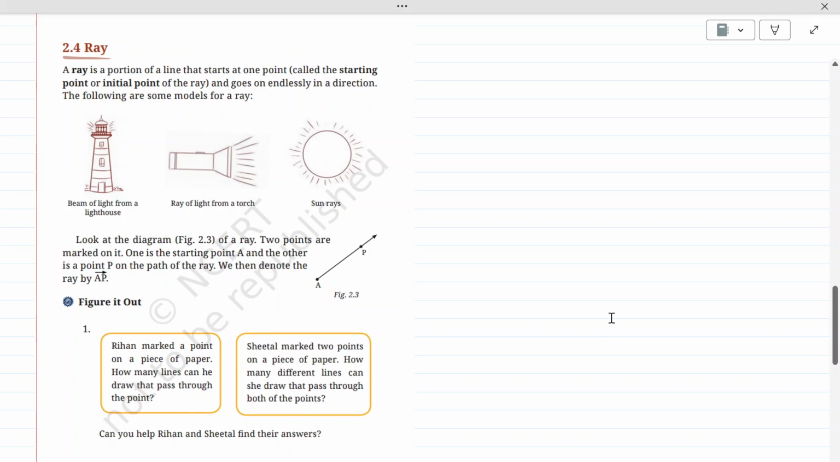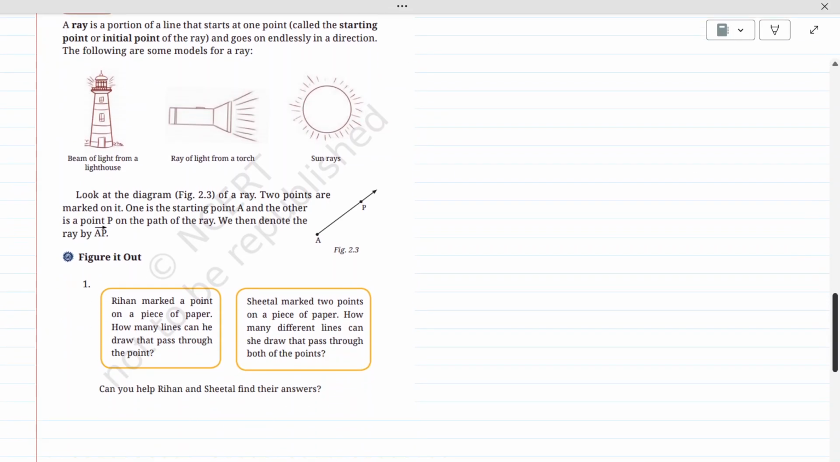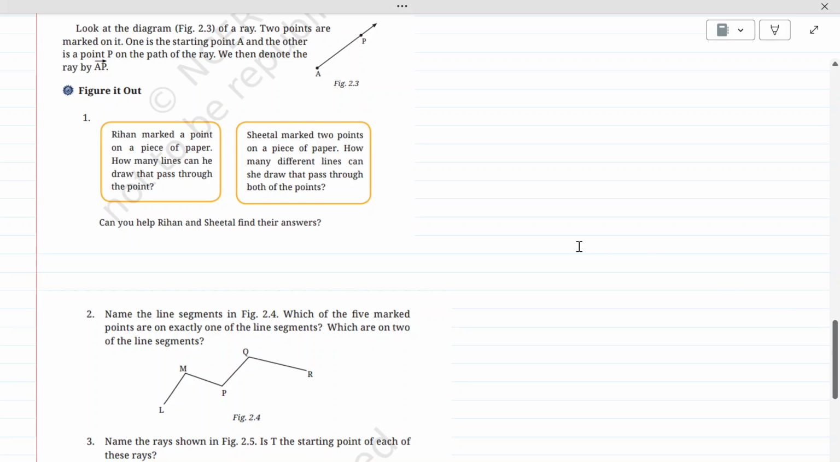Hello kids, in our last class we started the new chapter, lines and angles, and we have gone through points, line segment, line and rays, right? So today we are going to start the first exercise of this chapter, and I am marking this exercise as exercise 2.1 since it's the first exercise here. Okay, so let us begin with the first question.